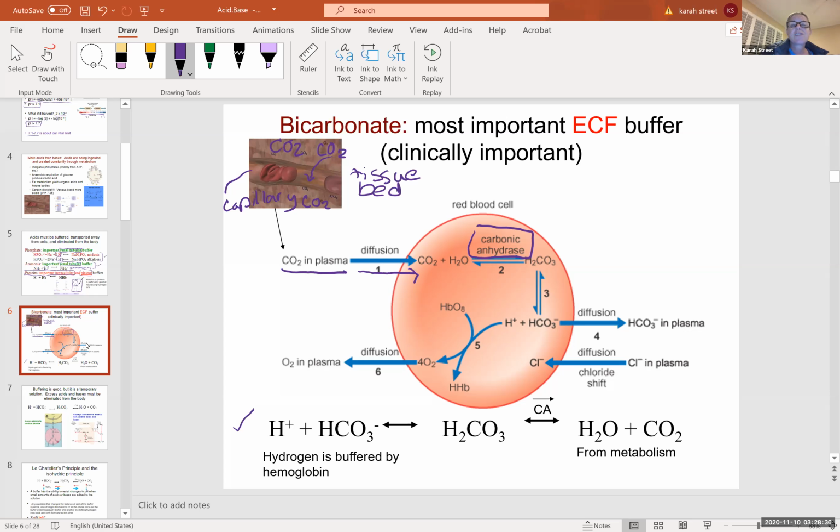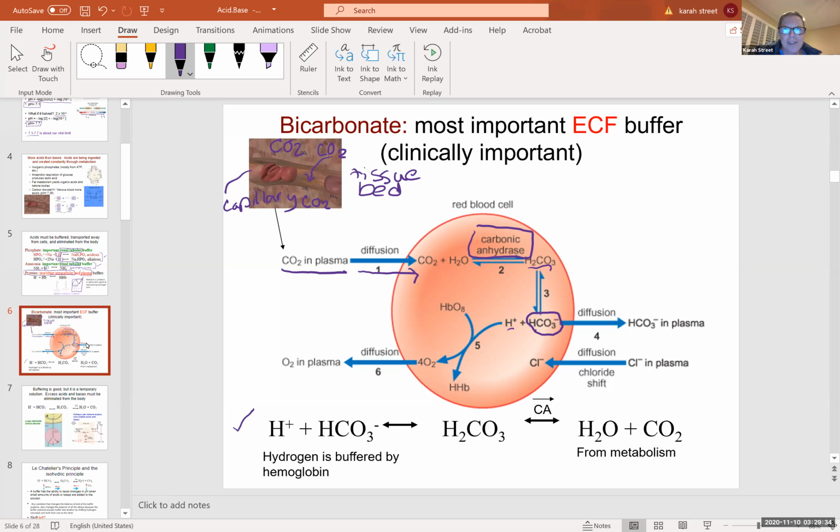So carbonic anhydrase, its job is to facilitate this reaction where we're hydrating carbon dioxide, where we're uniting water to carbon dioxide. That reaction does not happen on its own with high efficiency. There's a high energy threshold to get that reaction to go. That's what enzymes do. They lower the activation energy required. They facilitate a reaction. They make it more likely to move forward. So carbonic anhydrase is abundant in the red blood cell, and it takes CO2 and water and forms carbonic acid, which dissociates into bicarbonate and hydrogen. So bicarbonate is here, the HCO3 negative, and the hydrogen ion.